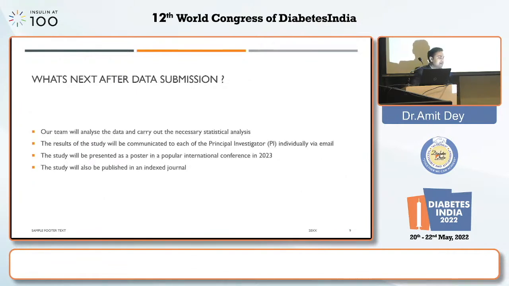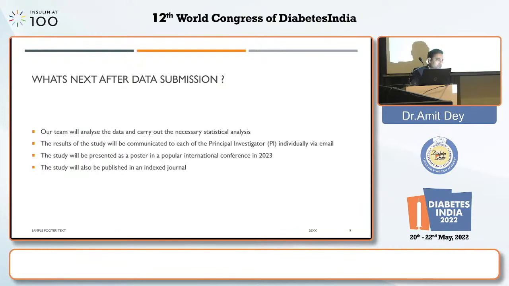So what's next after that? What are we looking at in the next 1 year? This is what we're going to try and do. We had discussions with the Novo Nordisk team, and they've agreed to help us in analyzing the data and carrying out the necessary statistical analysis. And of course, whatever result comes out of the study, positive, equivocal, negative, whatever comes out, will be communicated to each of the participants, each of the investigators via email before we go on to publishing it.